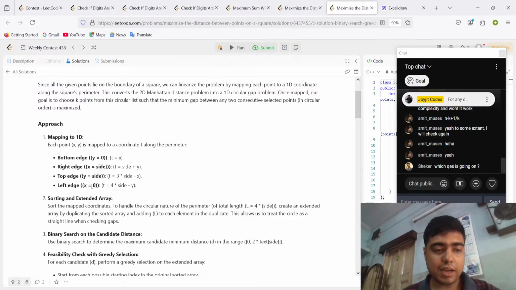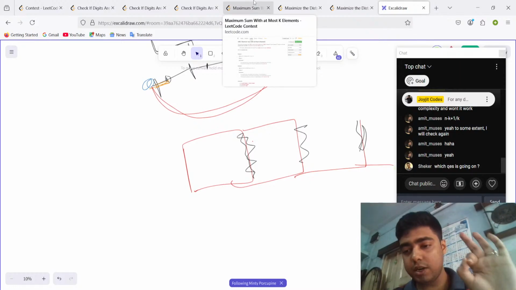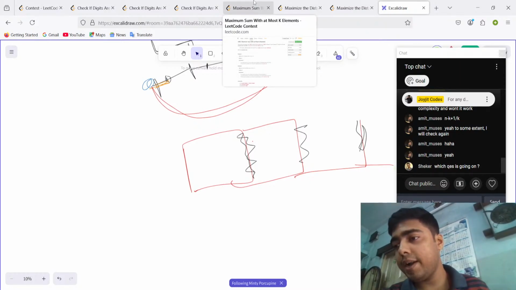Okay, if x is equal to 0, what is x equal to 0? X equal to 0 is this part. Because you know one thing, I'll just show you why he is doing 4 into side minus x. So let's say there is a point over here.